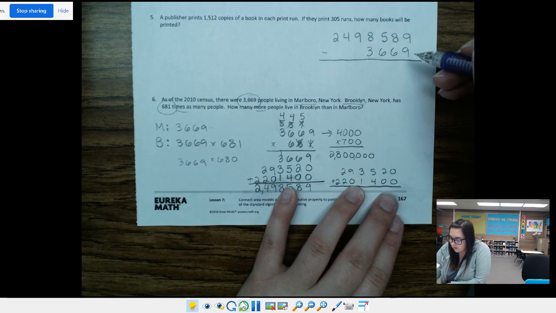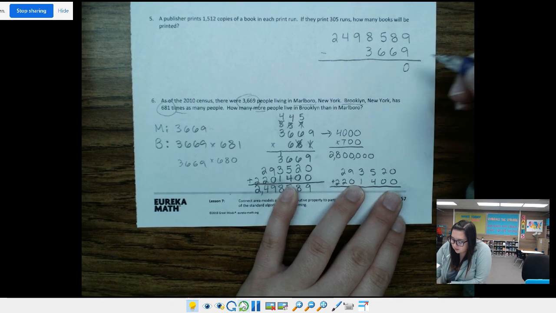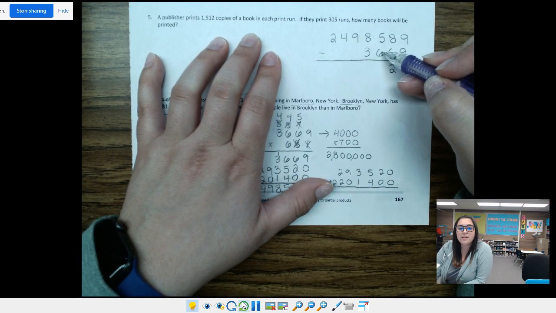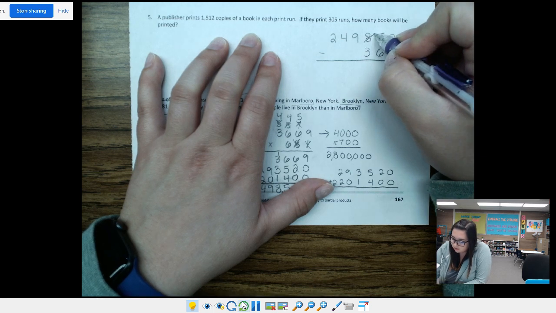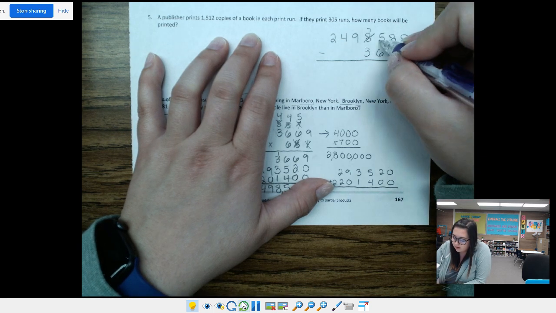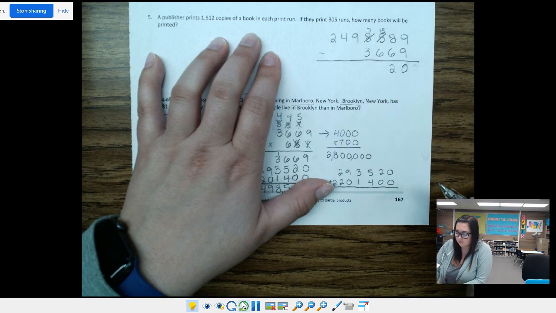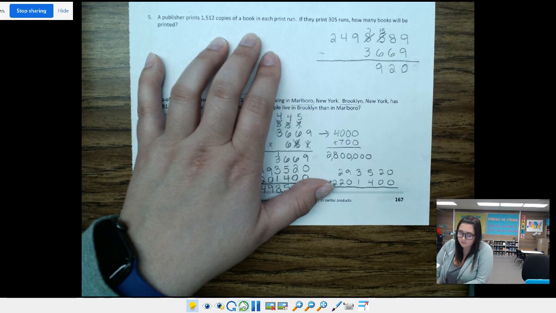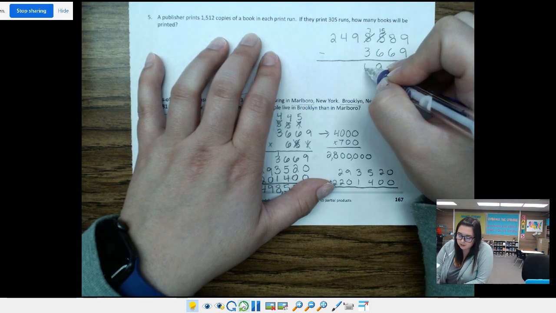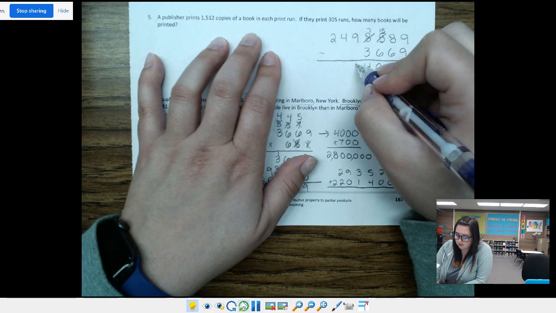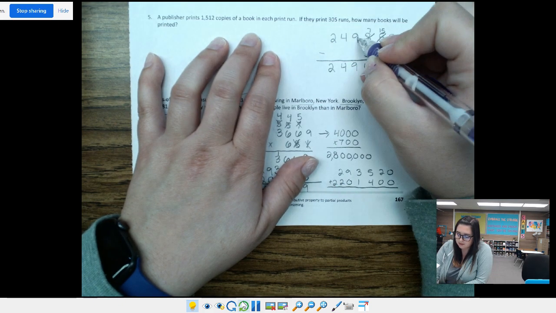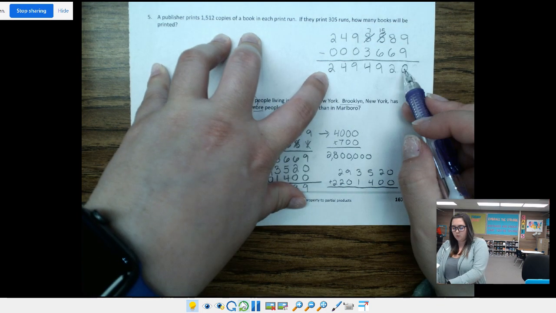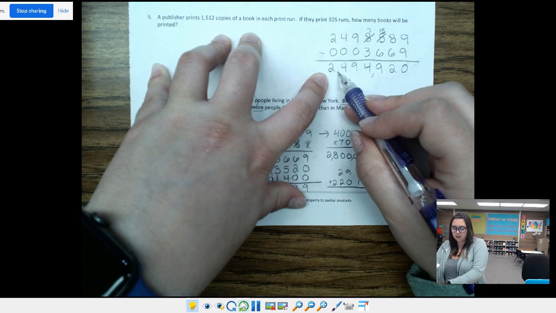So let's do that. 9 minus 9 is 0. 8 minus 6 is 2. I can't do 5 minus 6, so I have to take away. That 8 becomes a 7, and my 5 becomes a 15. 15 minus 6 would be 9. 7 minus 3 is 4. And these numbers can drop down because 9 minus 0 is 9, 4 minus 0 is 4, 2 minus 0 is 2, with commas.